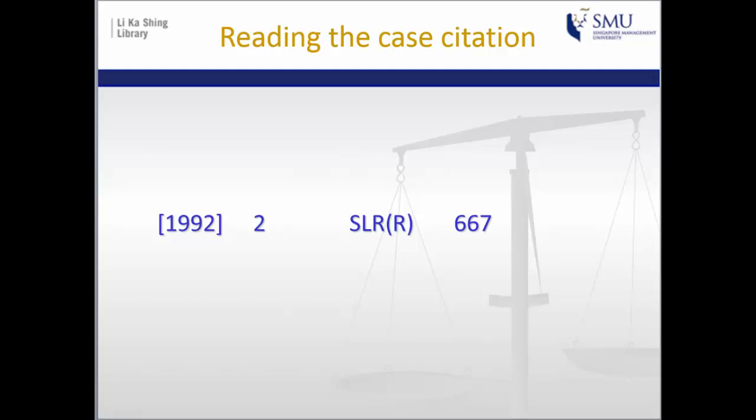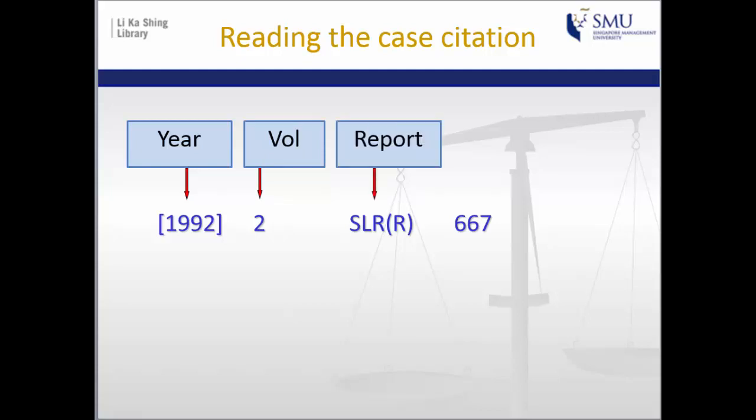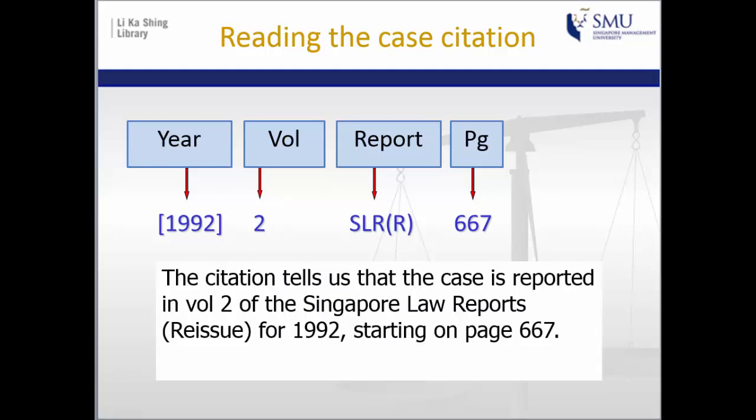The number in the square brackets refers to the year the case was published in a law report. This is followed by the volume number. Then, the abbreviation refers to the specific law reports the case appears in. In this example, SLRR stands for Singapore Law Reports Reissue. The last number refers to the page the case starts on in that particular volume of the law reports. So, this citation tells us that the case is reported in Volume 2 of the Singapore Law Reports Reissue for 1992, starting on page 667.